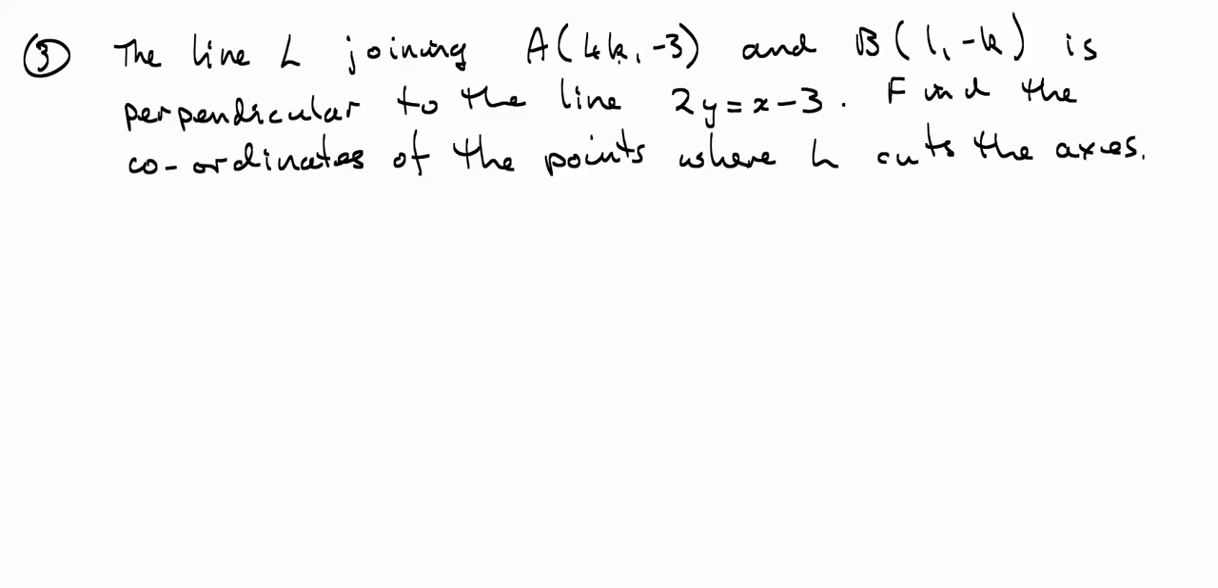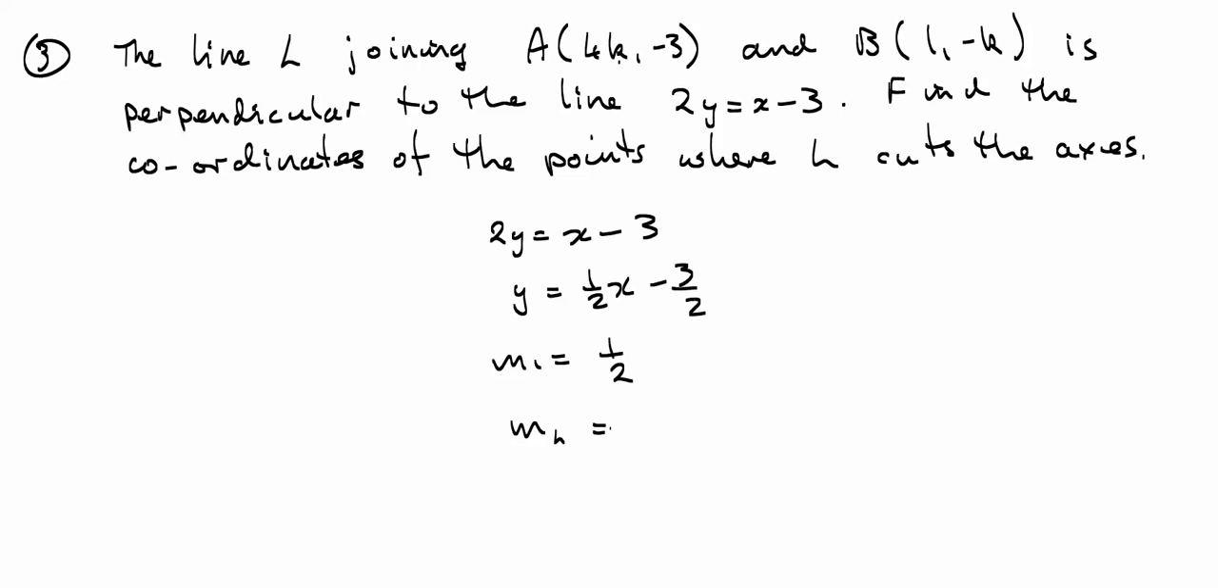So we know that L, we need to find the equation of L, and we know that it's perpendicular to 2y equals x minus 3. So we need to find the gradient of 2y equals x minus 3. So divide by 2 to get in the form y equals mx plus c, and we see that the gradient, we'll call it m1, equals a half. So the gradient of L, and I'll call that ml, equals minus 2, because the two gradients must multiply to give minus 1. A half times minus 2 is minus 1.